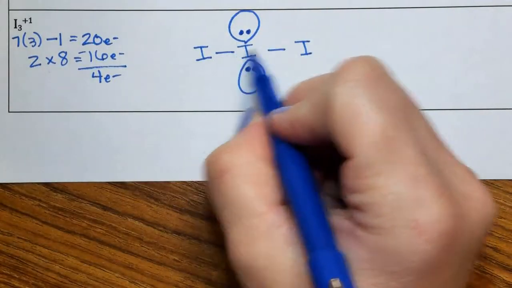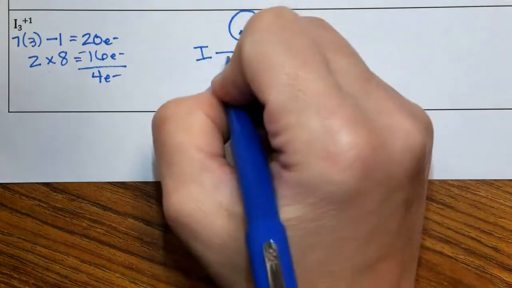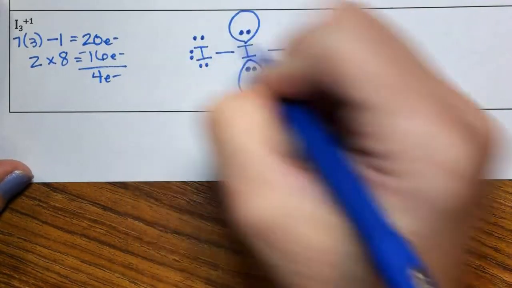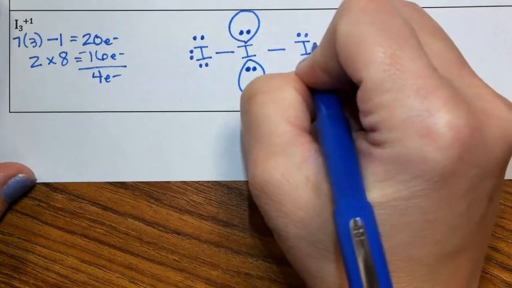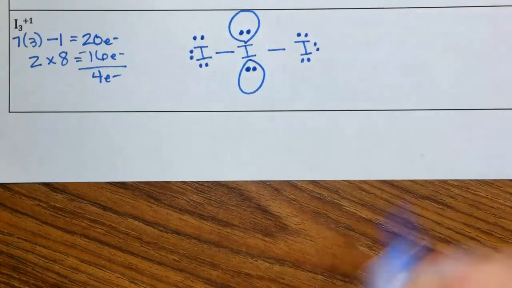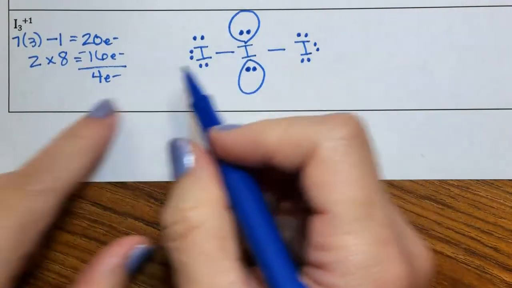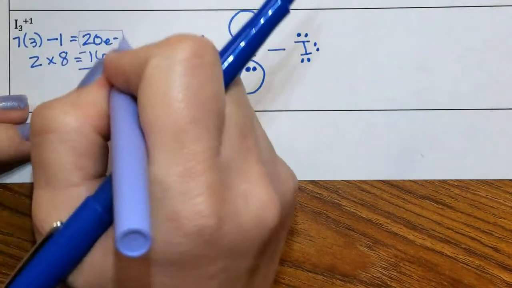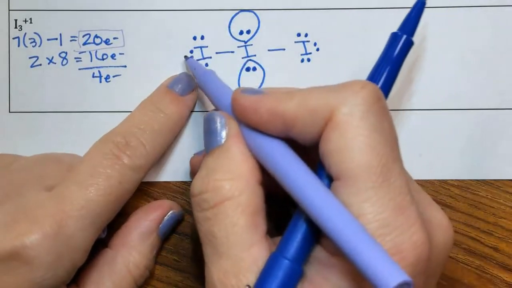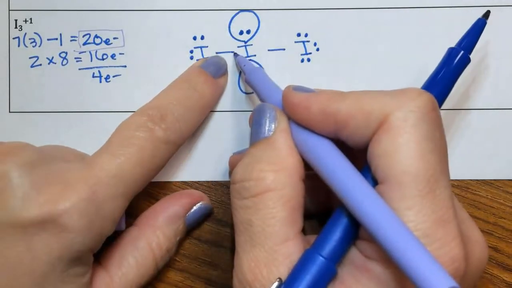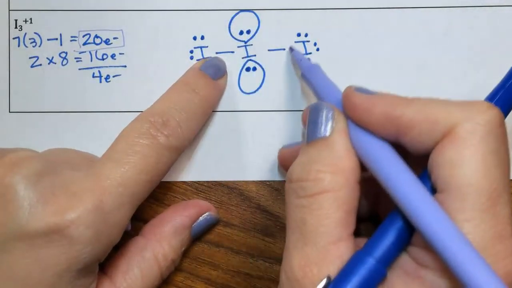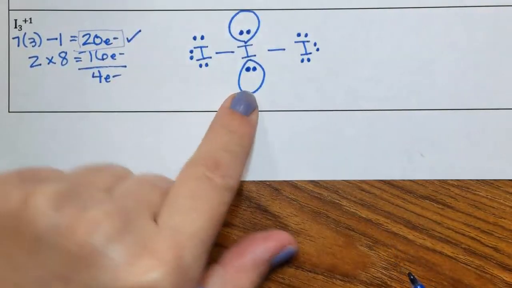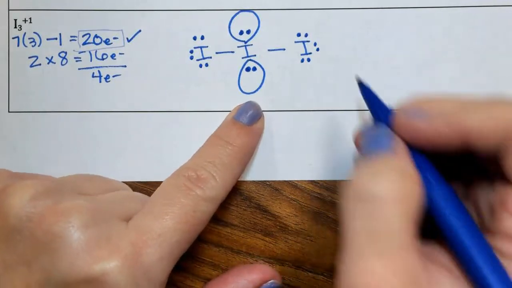Let's check. 2, 4, 6, 8, 2, 4, 6, 8, 2, 4, 6, 8. Now everything has an octet. Does my total add up to equal 20 electrons? Let's check. 2, 4, 6, 8, 10, 12, 14, 16, 18, 20. My total does equal 20. Therefore, this is the correct Lewis structure.